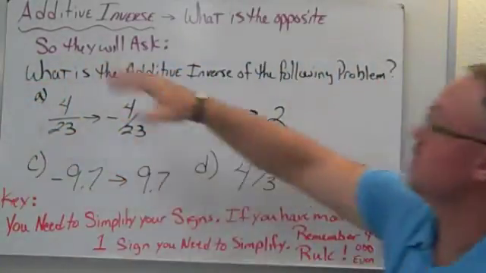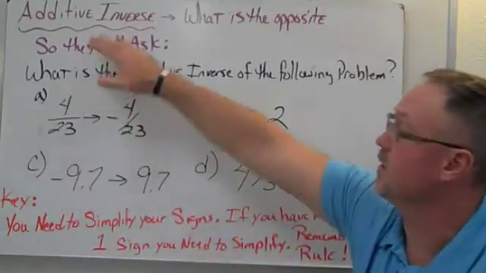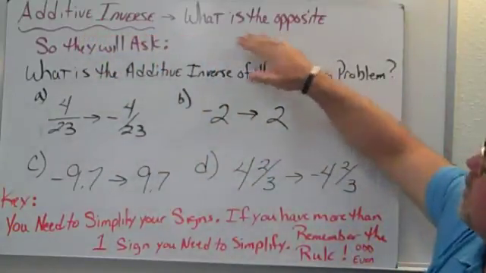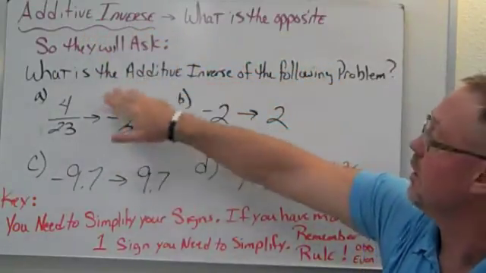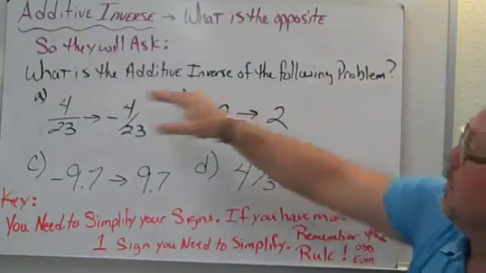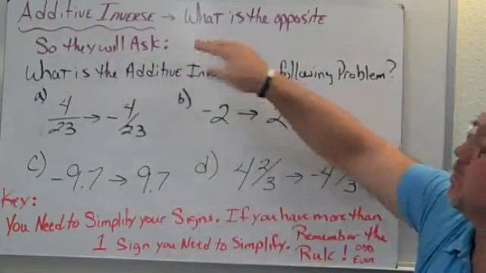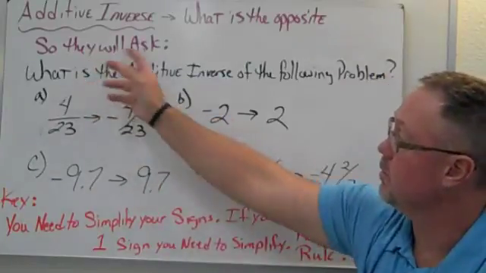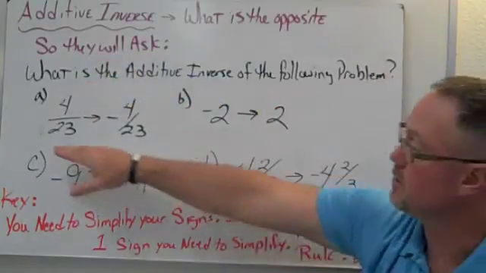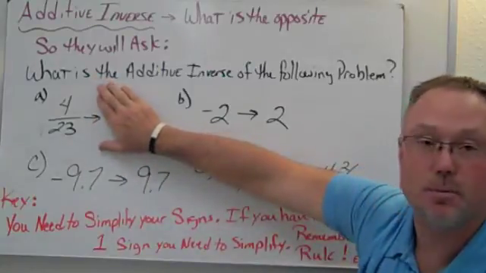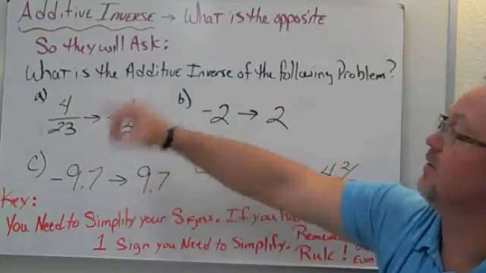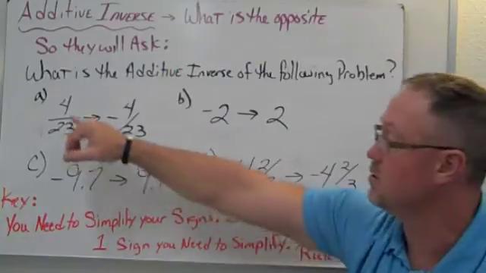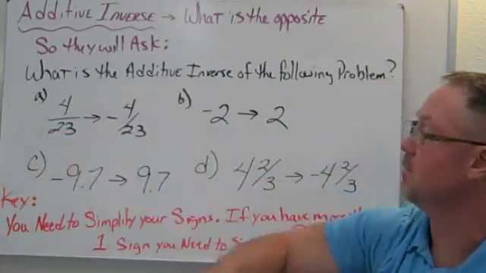For some examples, another term that you're going to get is they're going to ask you what is the additive inverse of the following problem. So additive inverse is basically a fancy way of saying what's the opposite. So this is the way the question will be written. If they give you this part as the problem, well, what is the additive inverse? It's the opposite. So if this is a positive, this is going to be a negative.